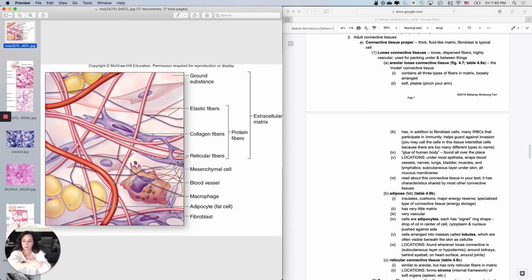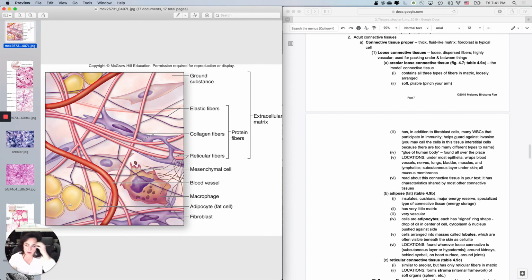And so whereas right here, for instance, I can pinch and it's mostly loose connective tissue because you don't tend to hold a lot of fat right there. If I, for instance, pinched my thigh, that was at one point almost all loose areolar connective tissue, but now it's got quite a bit of adipose on it. Okay, so you find adipose wherever you find loose connective tissue in the subcutaneous layer, also called the hypodermis. You also find it around your kidneys, behind your eyeball, the surface of your heart, and in your joints. And it's either there for cushioning or insulation or energy reserve.